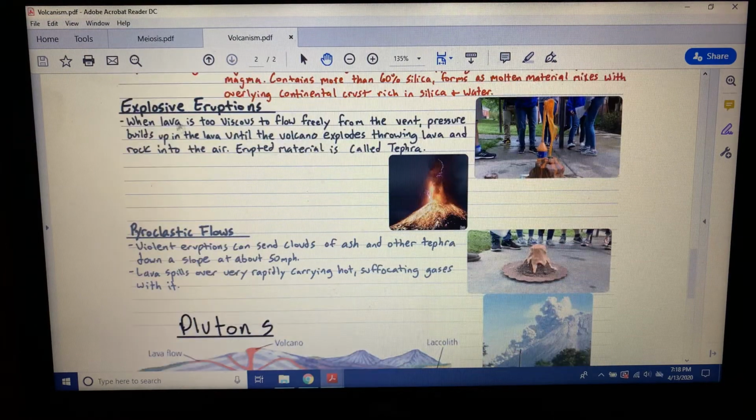All right, so explosive eruptions: when lava is too viscous to flow freely from the vents, when there's too much pressure, too much viscosity, it's going to build up until finally that pressure explodes out, throwing lava and rock into the air. Like I said before, the erupted material, the stuff that gets blasted out, is going to be called tephra.